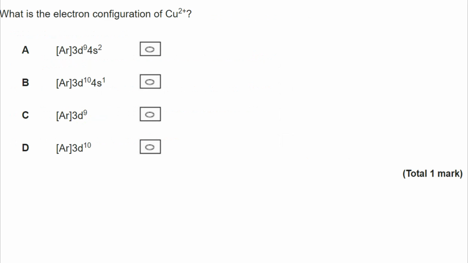Okay, a relatively straightforward electron configuration question. So we want to know what the electron configuration is of copper 2+ ions. Now, this is copper itself. It's one of the 2 anomalies, copper and chromium, whereby one of the 4s electrons actually shifts into the 3d, giving us a half-filled 4s and a full 3d. But that's not what the question is.